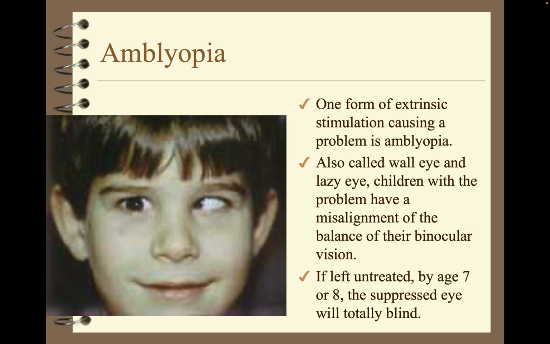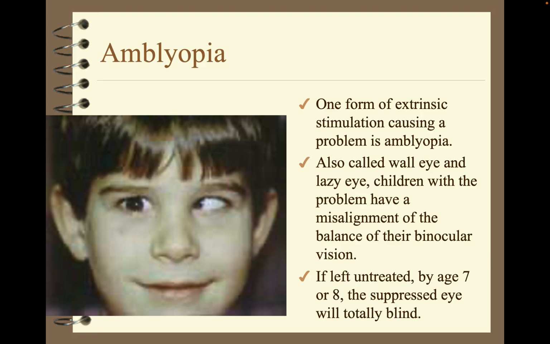One form of extrinsic stimulation causing a problem is amblyopia, also called walleye and lazy eye. Children with the problem have a misalignment of the balance of their binocular vision. If left untreated, by age 7 or 8, the suppressed eye will be totally blind.